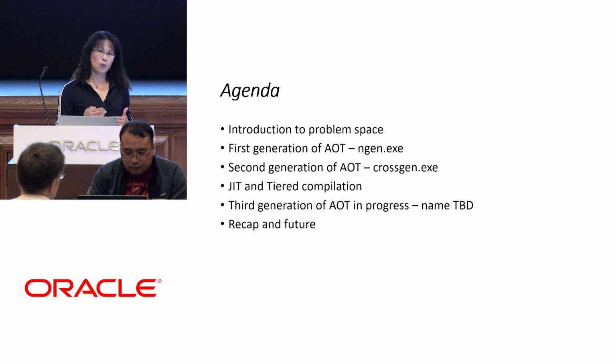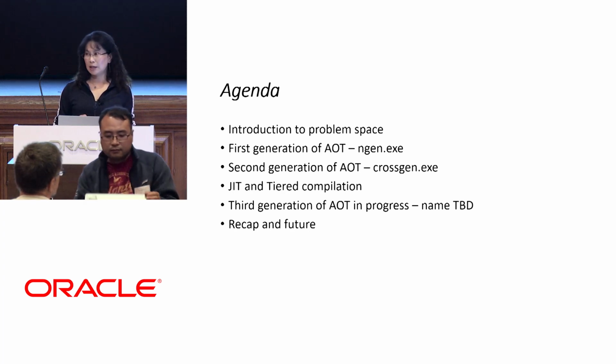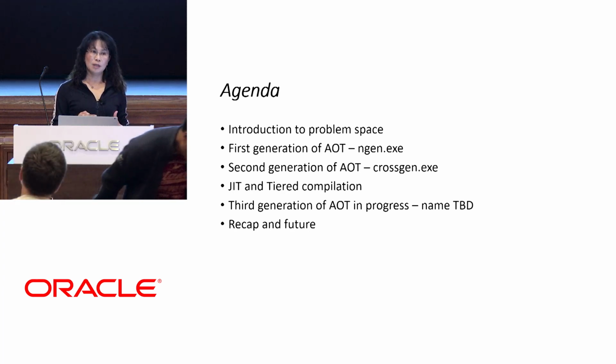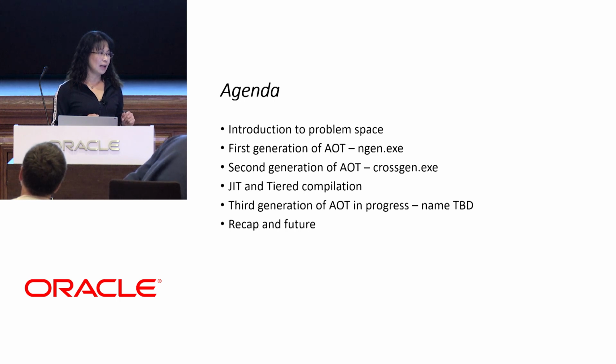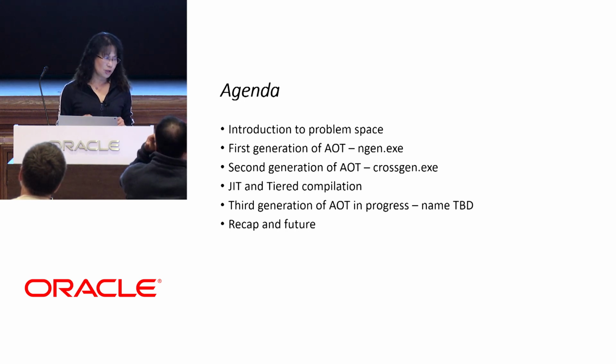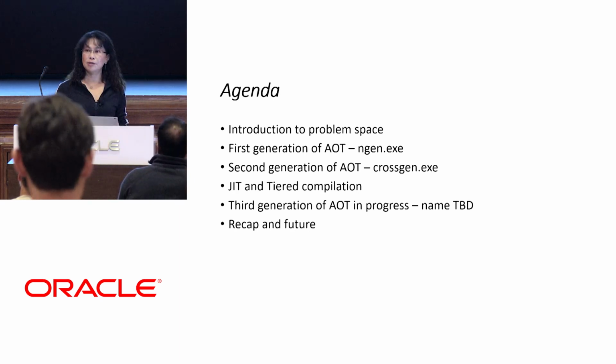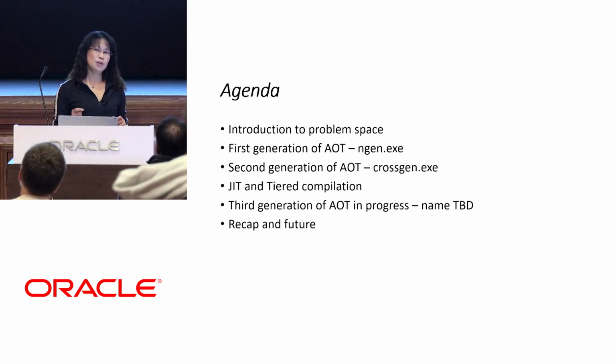And then I want to walk you through the AOT journey that we have and how it plays with the JIT. So you can see from the agenda, I will talk about the first generation of AOT, which many of you know as NGEN. And then we'll talk about the second generation of AOT, that's CrossGen, which is going to be published in .NET Core 3.0. Then we'll talk about how AOT and JIT work together.